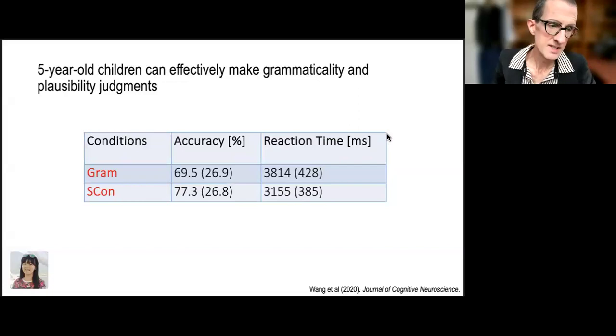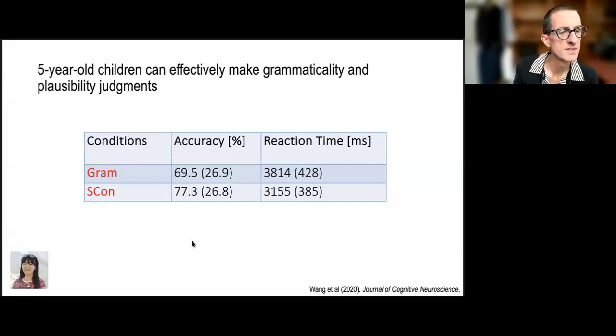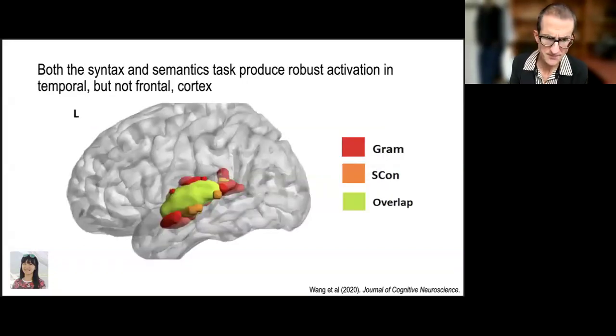The kids could do these tasks pretty effectively. So you can see here the accuracy and the reaction time for these different tasks. You can see that accuracy ranged from about 60 to 80%. The grammaticality task was a little more difficult than the semantic plausibility task, but overall, 5-year-olds could effectively do these tasks.